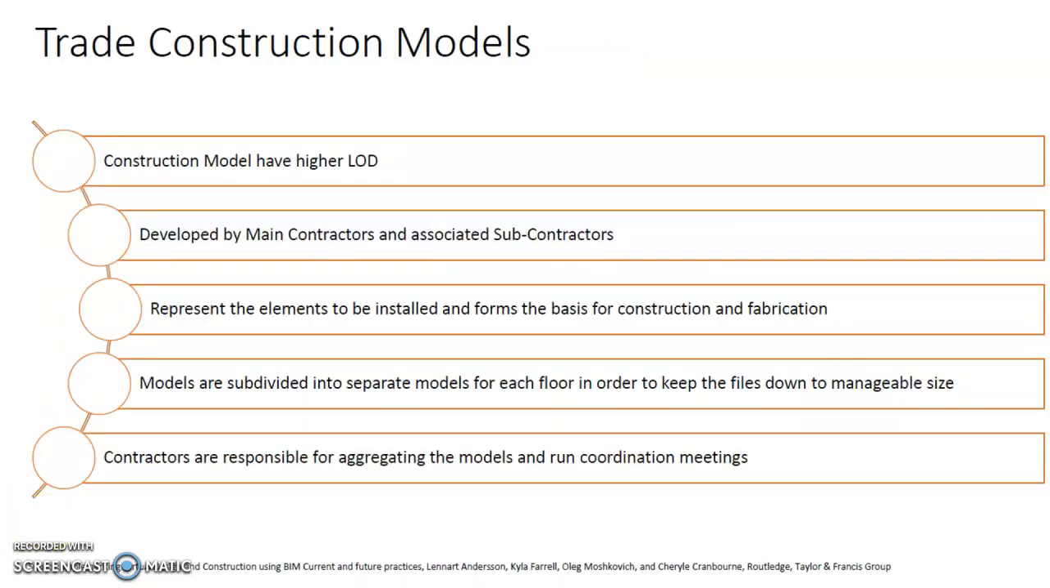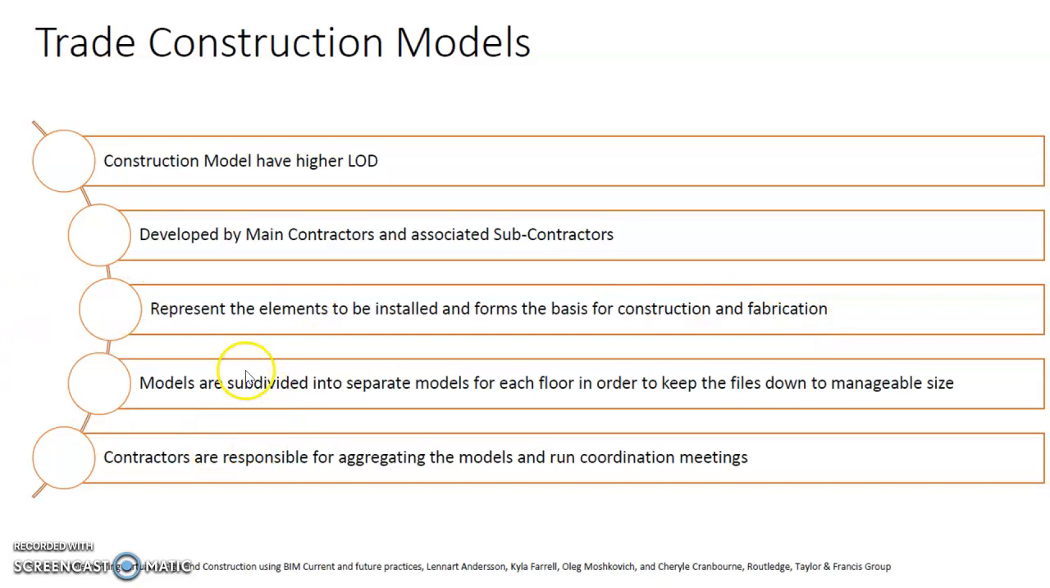Next, we go on to talk about the different types of information models that are developed in the construction phase. And we start with the different trades construction model. The construction models will need to have a higher level of development because they are used for the actual fabrication and the actual construction work. It will be mainly developed by the main contractors and their associated subcontractors. It represents the elements and the components to be installed, and forms the basis for the actual construction and the fabrication of the actual components.